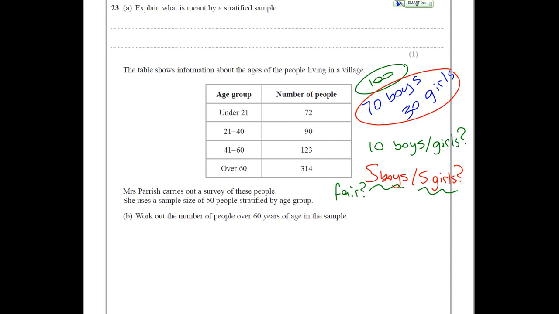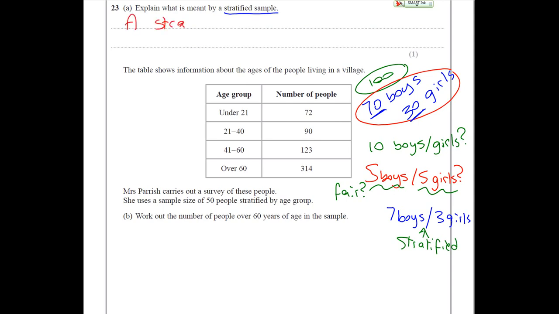Well, stratified sample would say, no, that's not fair. Because there's 70 boys, you need to have more boys than girls. So let's go for 7 boys, and let's go for 3 girls to make it up to 10. That is stratified. Okay? So stratified, let's explain it in posh terms.